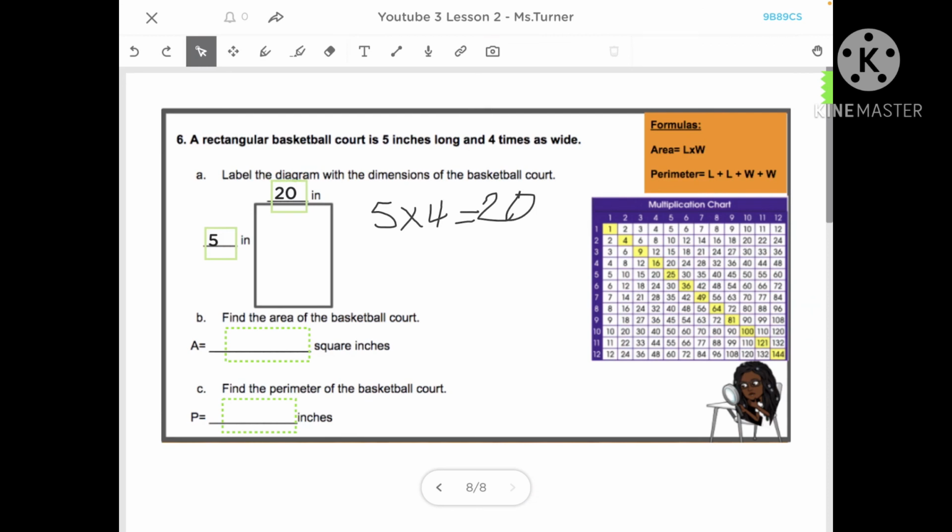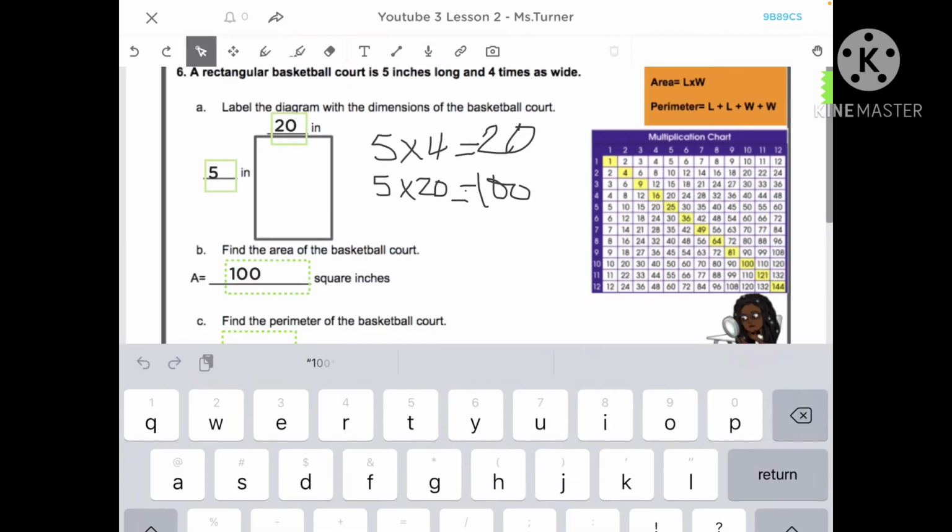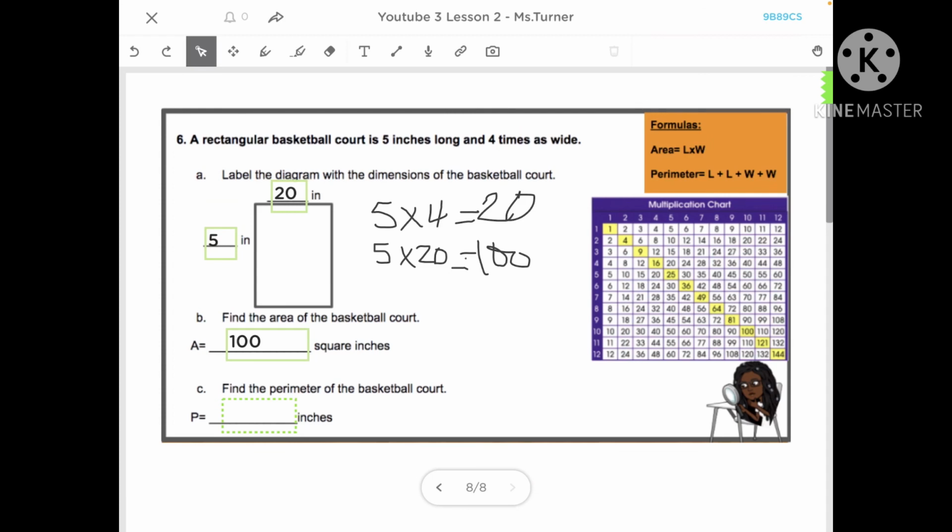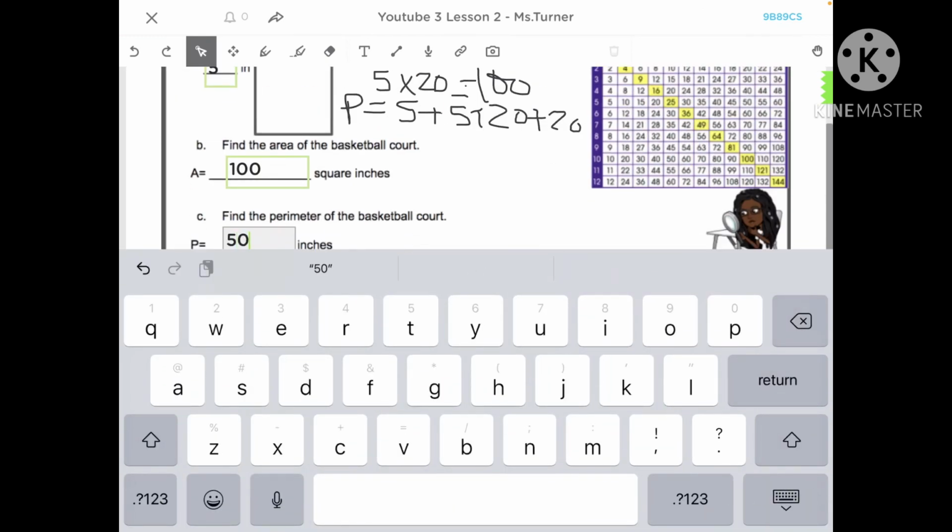Now let's find the area. Did you use the formula area equals length times width? So did I. So I multiplied 5 times 20. And what did you get? Me too. 100. 100 square inches. And for the perimeter, did you add 5 plus 5 plus 20 plus 20? Me too. And what'd you get? Me too. 50. 50 inches.